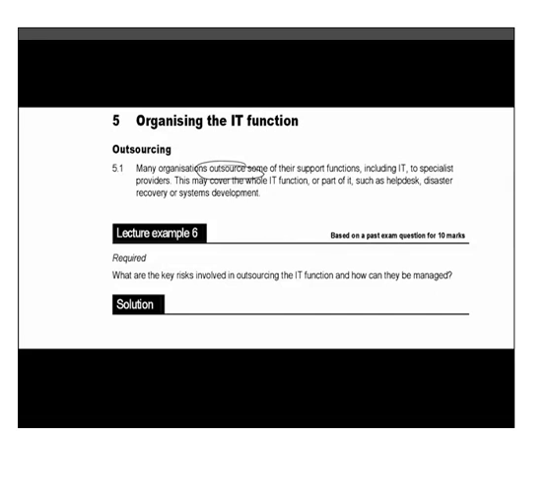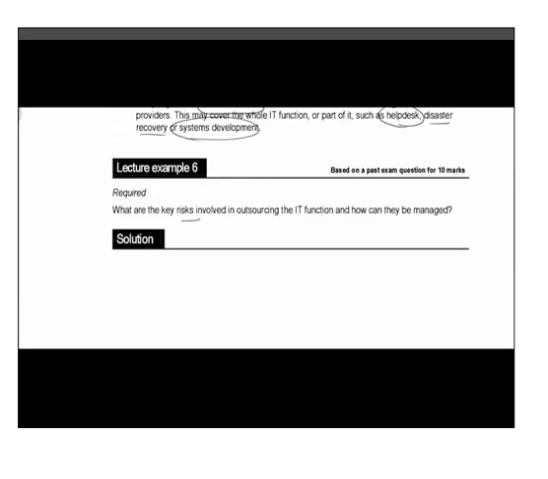So maybe they outsource the support help desk perhaps, or disaster recovery, or maybe they get experts in to develop some new systems for them. Now, whichever one of those you do, that can bring risks. So the lecture example asks you to identify, just think through, what are the key risks in this specific situation? So you're outsourcing some or part of your IT function. What are the key risks and how can they be managed?